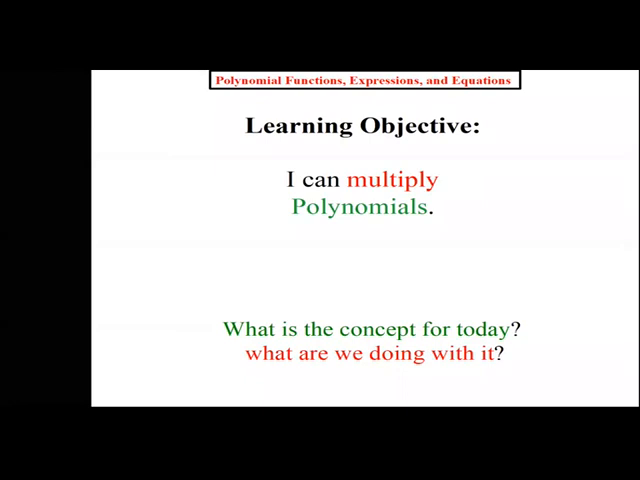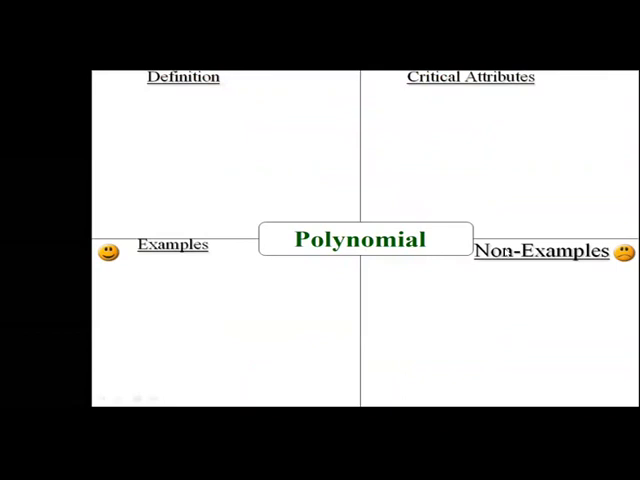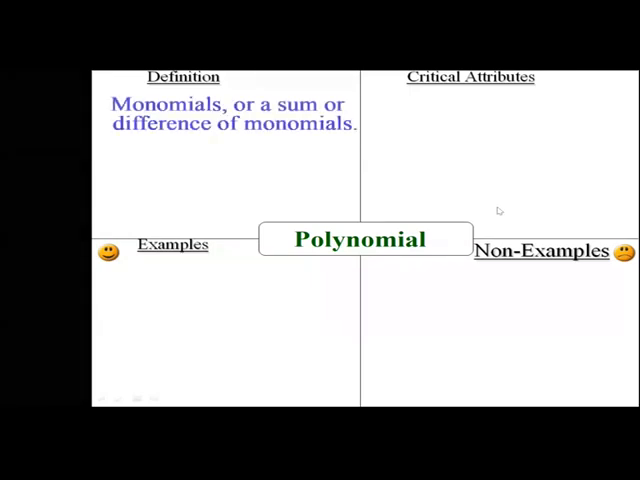So get a Frayer model started. Some of you are like, Mr. Q, I think I forgot what that is. Well, there you go. There's the Frayer model. All right. And without looking at your notes, I'm going to give you some time so you can fill in the definition, one example, one non-example, and one hashtag. Without looking at your notes. All right, let's see. You should have written something to the effect of monomials or some sum of monomials.